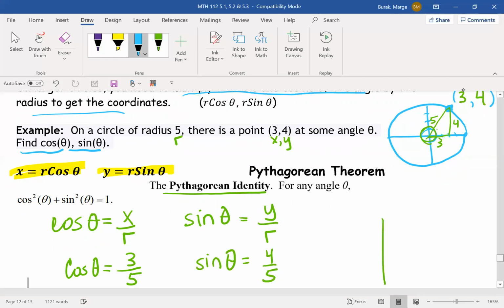That means on the unit circle, I would go out 3/5 on the x-axis, and the sine would be 4/5. So here's my unit circle, 1, 0. And so for that point on the same big circle, this angle right here is the same angle here. So my cosine would be 3/5 and my sine would be 4/5. And that would be that point right there, 3/5, 4/5. Okay.